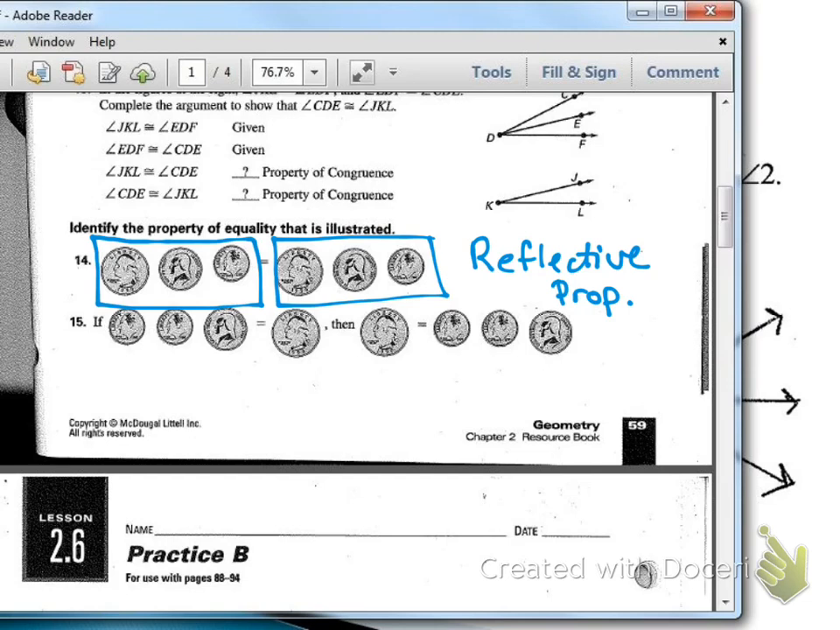Now, if you are someone who loves extra practice, you can go ahead and hold on to this and do the odds. If you're someone who's just looking for quick homework points, put your name on it and put it in the bin.